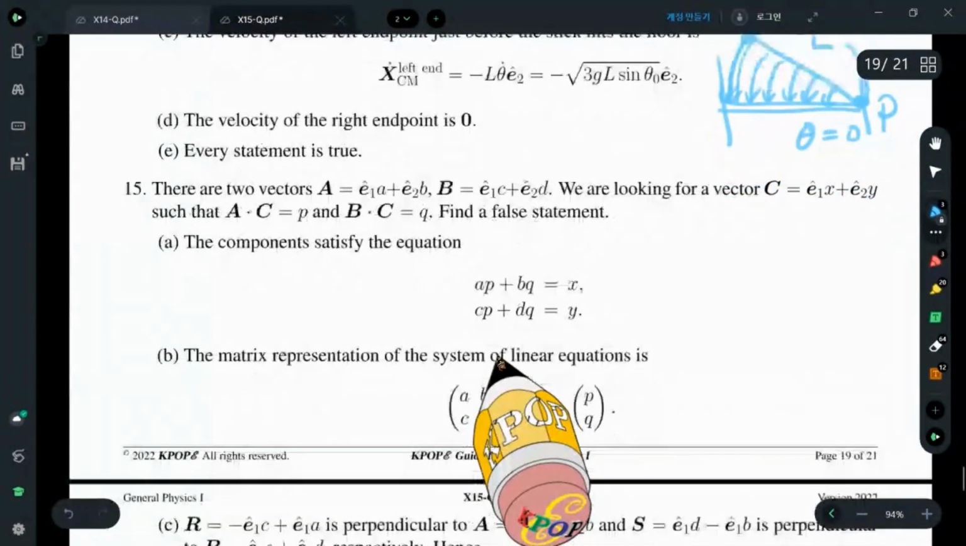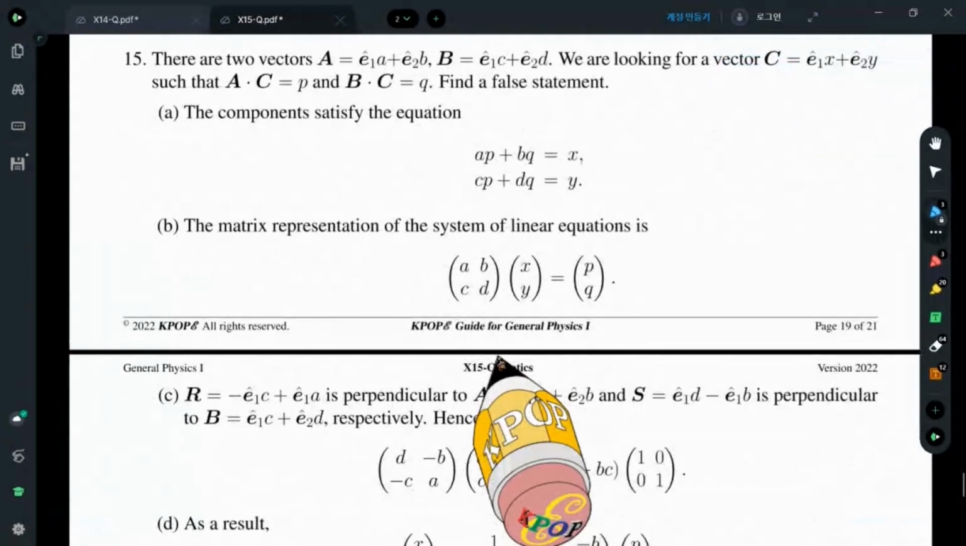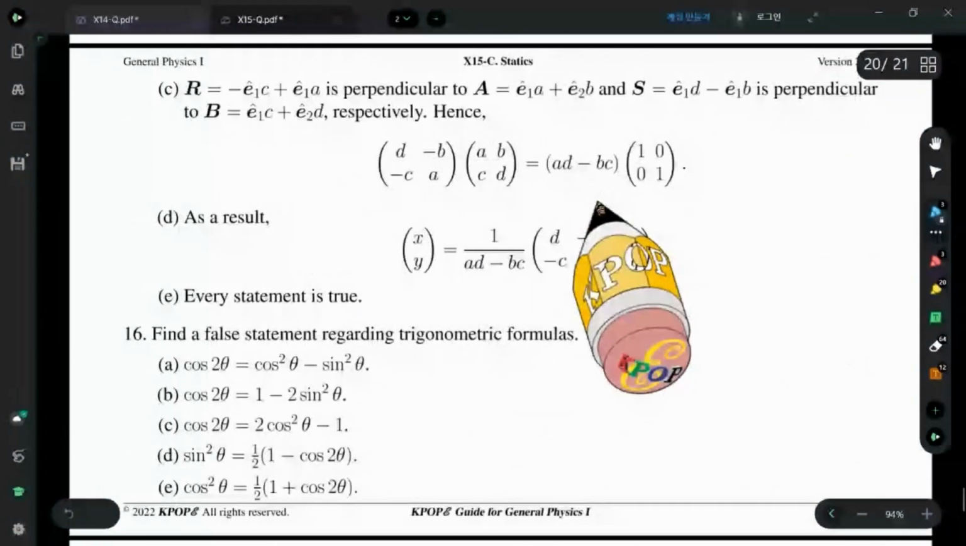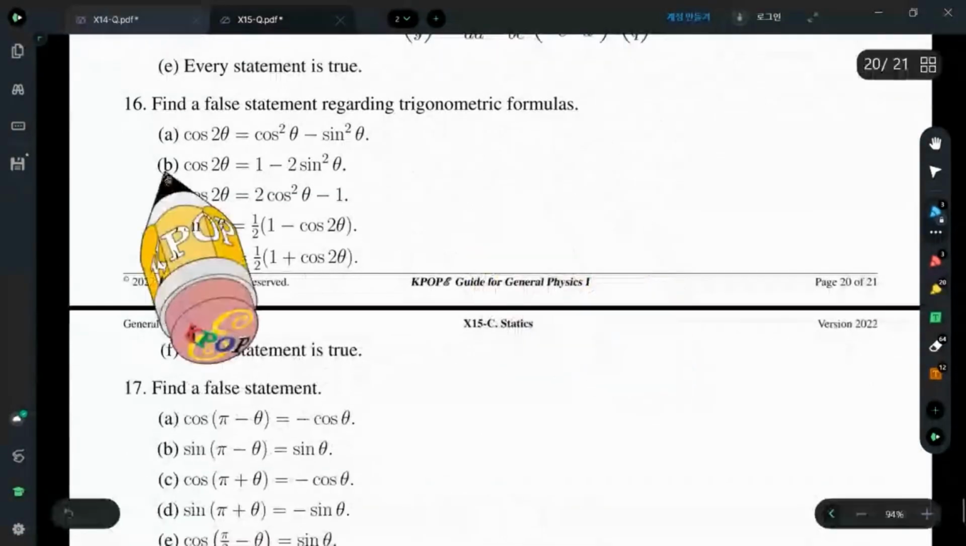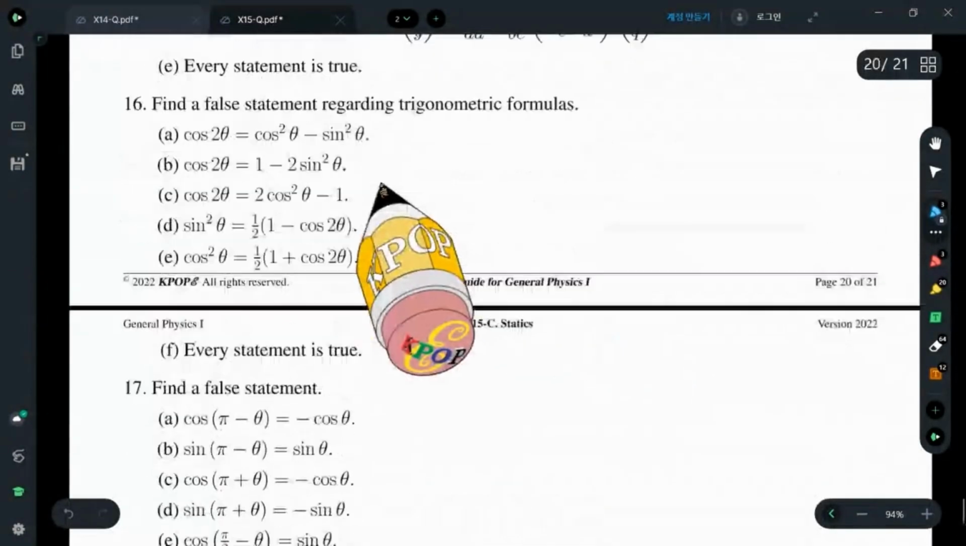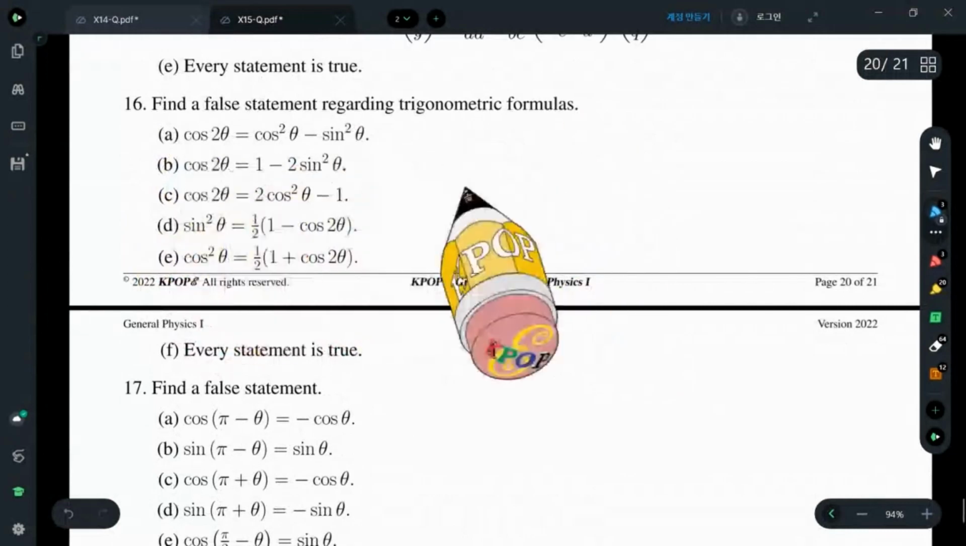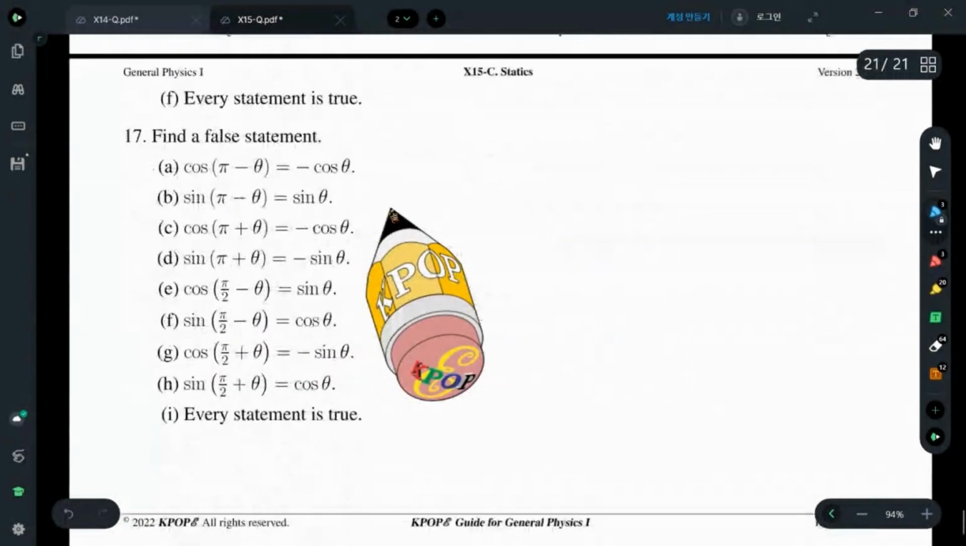Okay, 15. All right. These are for the linear equations and trigonometric formulas, what you learned in high school. So I think that's enough today.